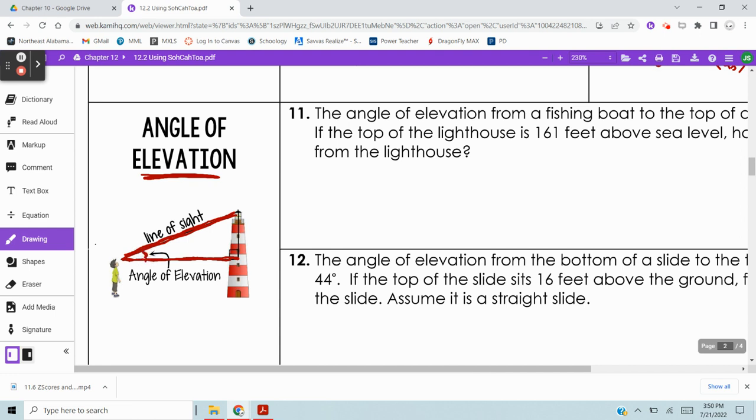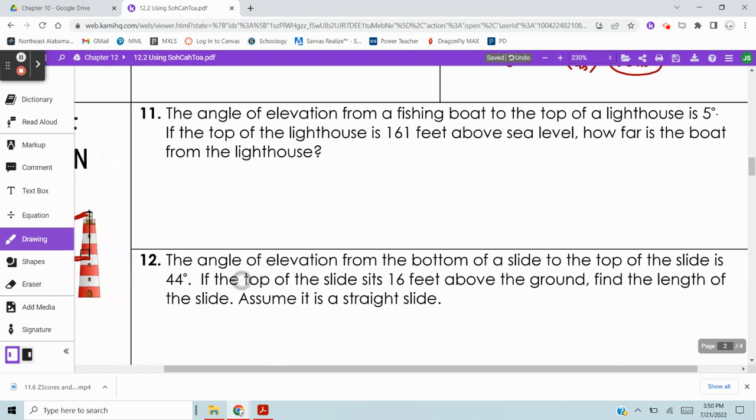This is our angle of elevation. And again, it's measured from a horizontal. When I say horizontal, it's horizontal with the ground. And then we tilt our head up from there. Again, our line of sight forms an angle of elevation, and that's what we mean by that.